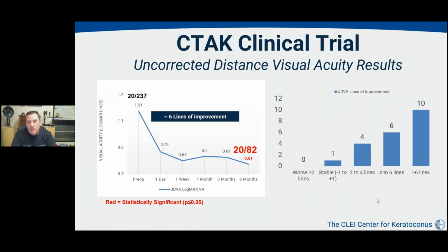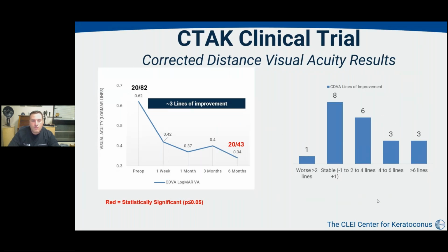And you can see that when we broke it down among individual patients, there were 10 patients of the 21 that had more than 6 lines of uncorrected visual acuity. So there's really nothing available for keratoconus management that can give you those kind of results. When we looked at spectacle correction, when we looked at corrected distance visual acuity, we saw an average improvement of about 3 lines of vision.